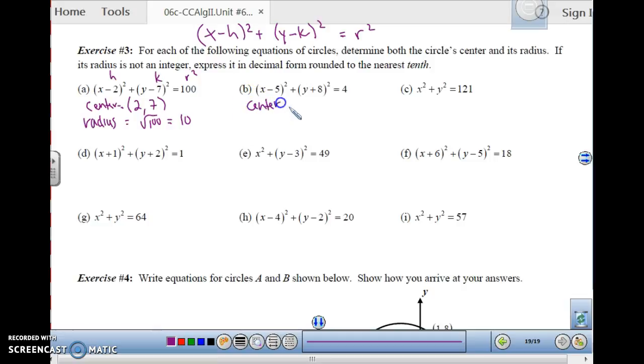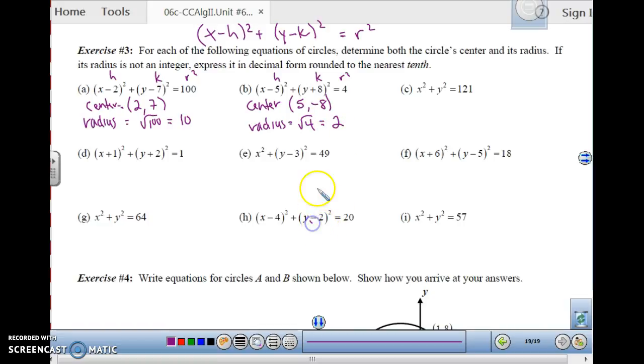All right. Next one: x minus h squared plus y minus k squared equals 4. My center, this is my h, this is my k. Remember, it's always opposite sign. h is going to be 5, k is going to be negative 8. And my radius, this is r squared, will equal the square root of 4, which is 2.